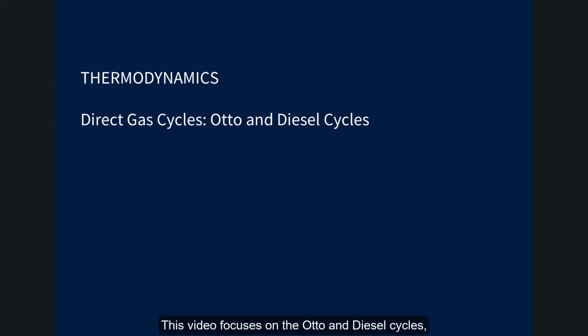This video focuses on the Otto and diesel cycles, two special cycles used in engineering devices for transportation and energy generation. In this video, we start with the Otto cycle first, moving in the second part of the video to the diesel cycle. Otto and diesel cycles are direct cycles because the transformations composing the cycle follow clockwise.